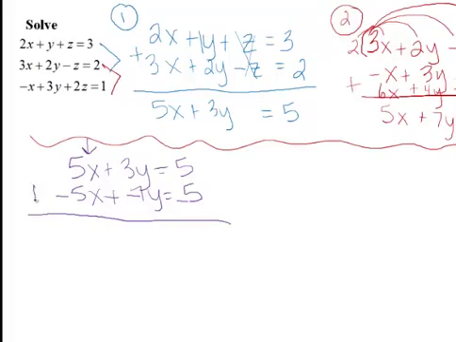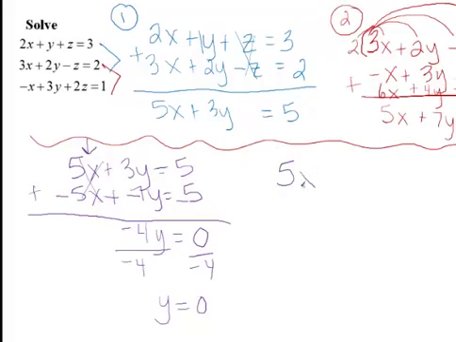Alright, now we can add these up. Eliminate. 3 plus a negative 7. 5 plus a negative 5. Okay, I'm going to keep going. I'm going to divide by negative 4. And I get y is equal to 0. Now I go back. Remember back in lesson 3.2, once you get your first answer, you have to plug 0 in for the letter y in either one of these. It doesn't matter. Let's just pick the top one.